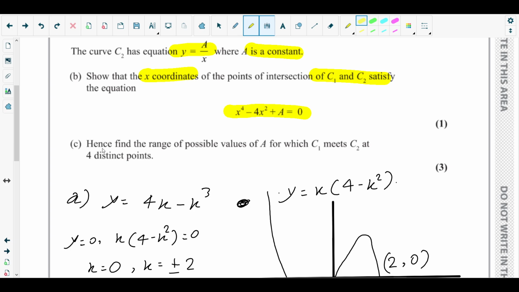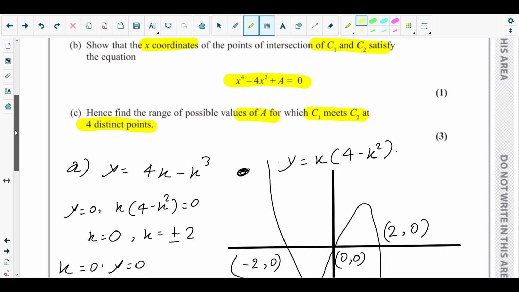Now part C. They said hence, which means we need to use our workings from the previous question, part B. Find the range of possible values of a for which C1 and C2 meet at 4 distinct points. We need to find the range of possible values of a such that the curves C1 and C2 will meet at 4 distinct points.